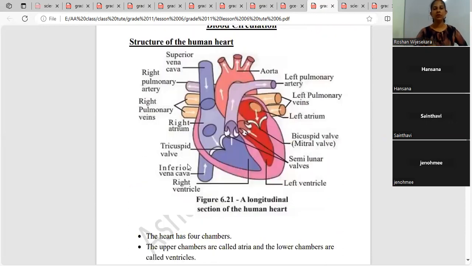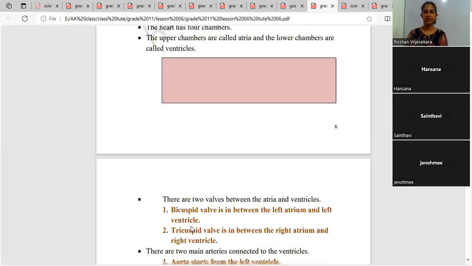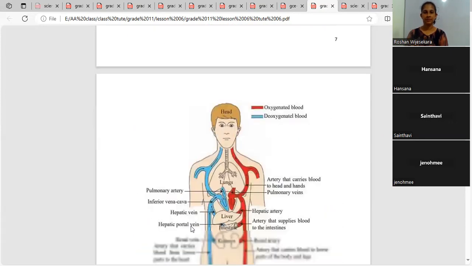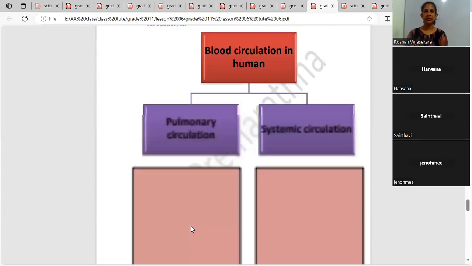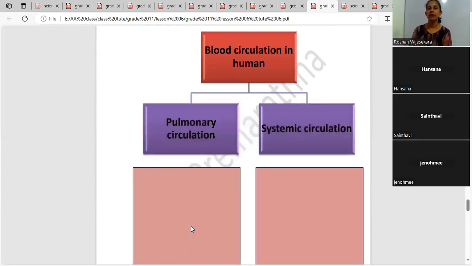You have to know how to label this cross section of the heart like this. You have to know how to label the main arteries and veins, and the tricuspid and bicuspid valves. You have to know how to label those parts well. We don't have enough time to explain these things in detail again, because we discussed this lesson for, I think, more than 2 months. Because this is very important.